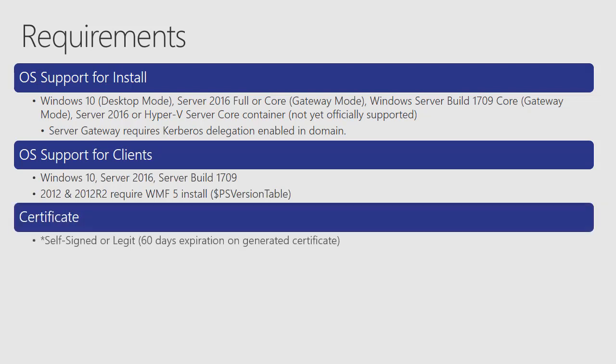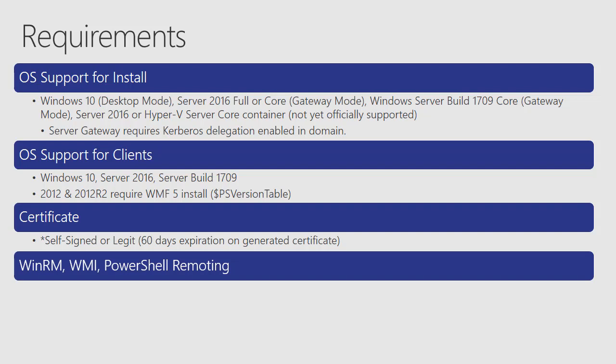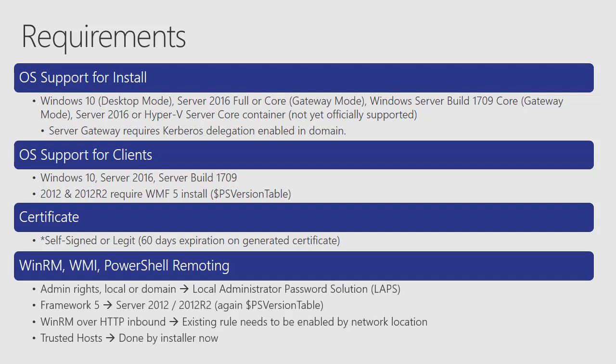A certificate, obviously, for secure communications between the nodes and the gateway or the desktop app. You can use self-signed or a legitimate certificate. If you do use a self-signed one, there is a 60-day expiration on it. WinRM, WMI, and PowerShell remoting. These are the core communication protocols for Project Honolulu. You do need administrator rights, local or domain, on the target. Also the Local Administrator Password Solution, LAPS. If you're not using that, I recommend that you look at that as a possibility, because it really makes administration of remote machines much easier.